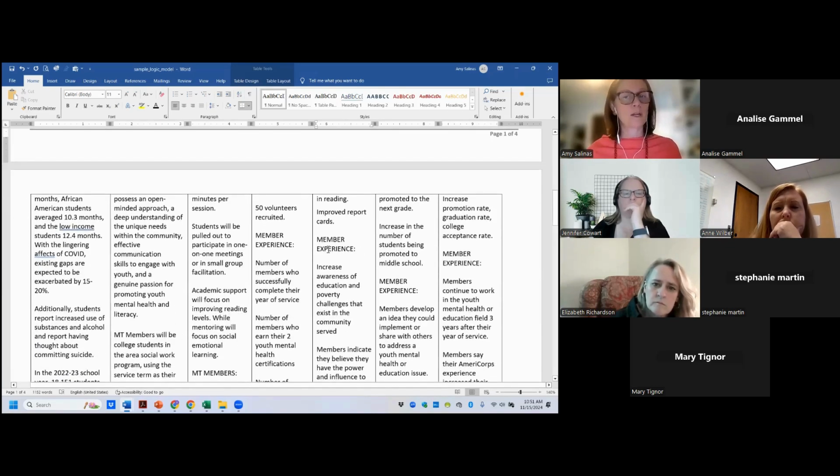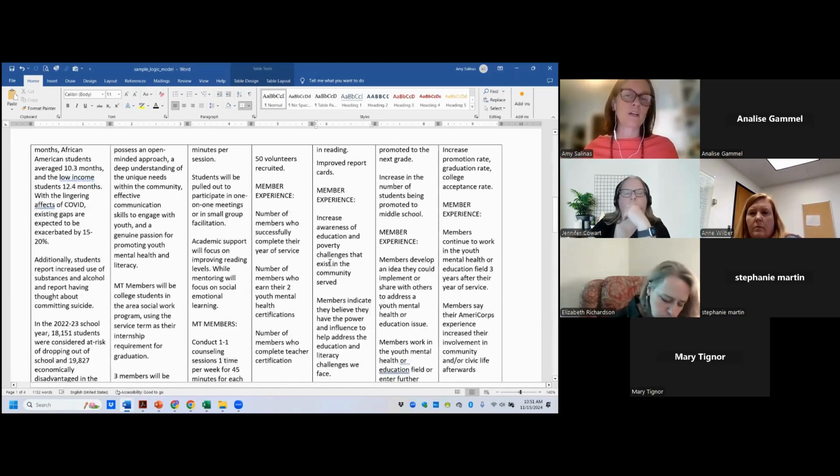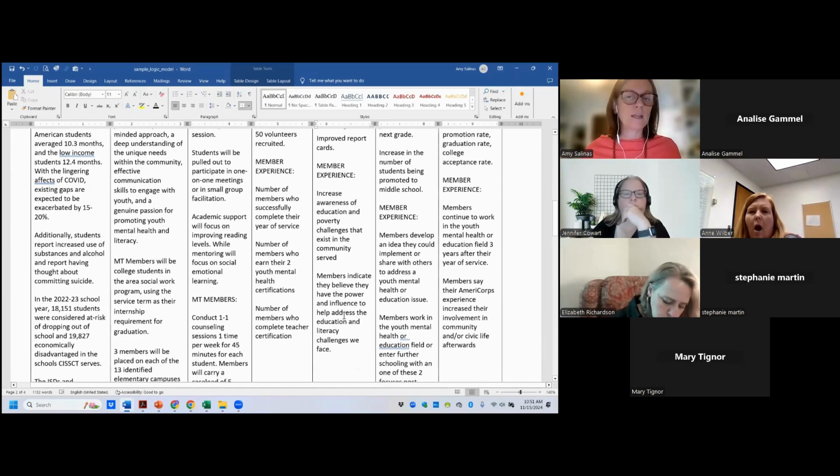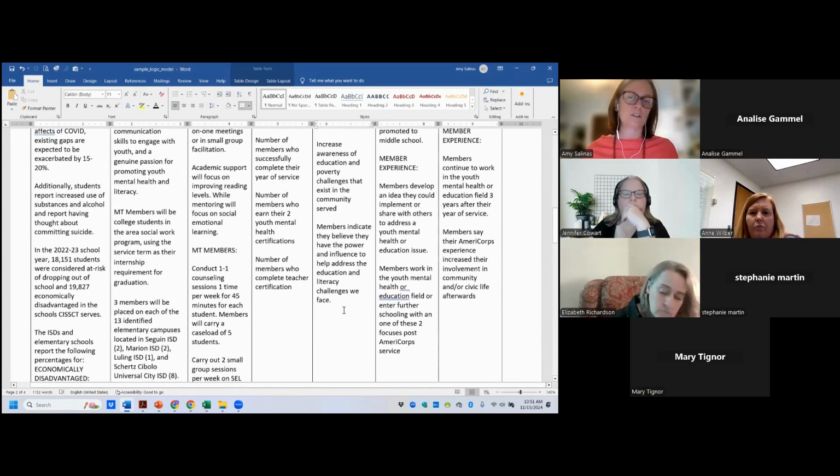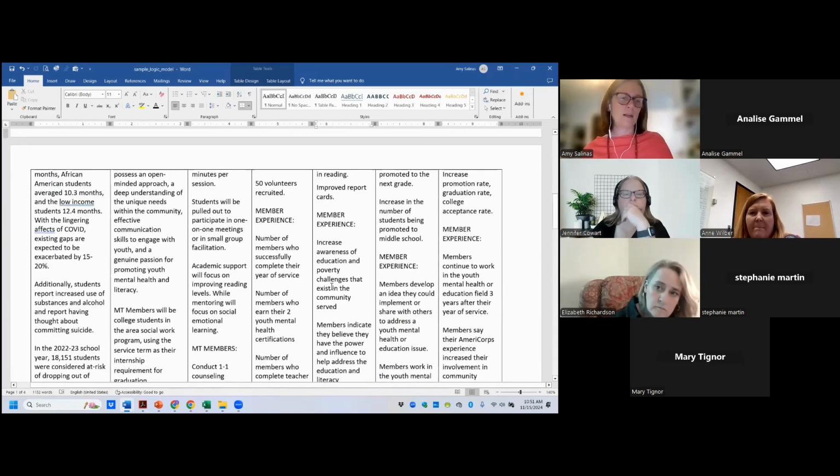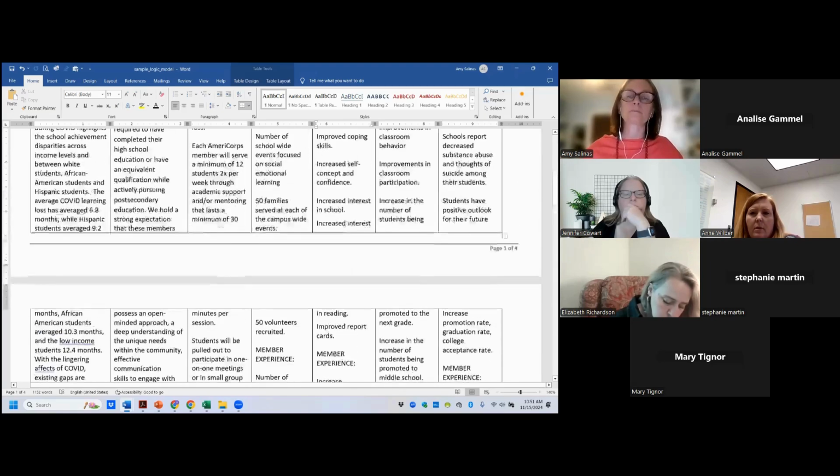For the member experience side, I'm weaving throughout member pieces too. You don't have to. You only do that if it's real intentional. It's something really above and beyond. But it might be increased awareness of education and poverty challenges that exist in the community served. Maybe the number of members who indicate they believe they have the power and influence to help address the education and literacy challenges we face. Okay, these are increases of knowledge, skills, attitudes, and opinions about the members.